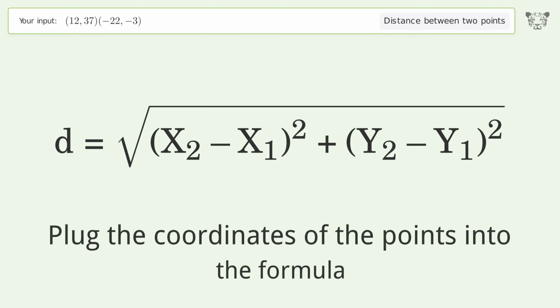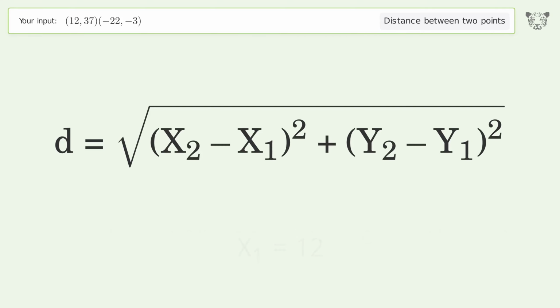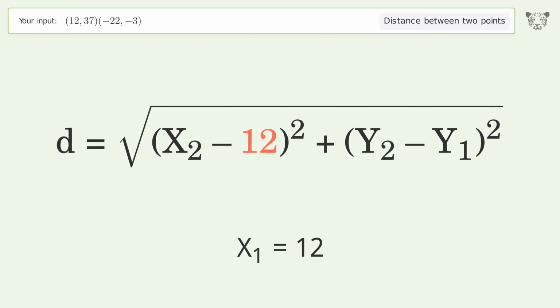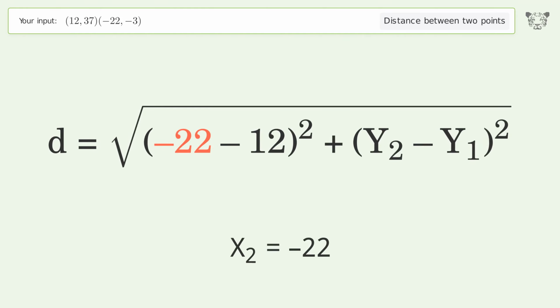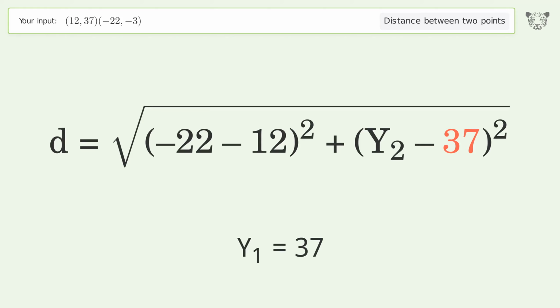Plug the coordinates of the points into the formula. x1 equals 12. x2 equals negative 22. y1 equals 37. y2 equals negative 3.